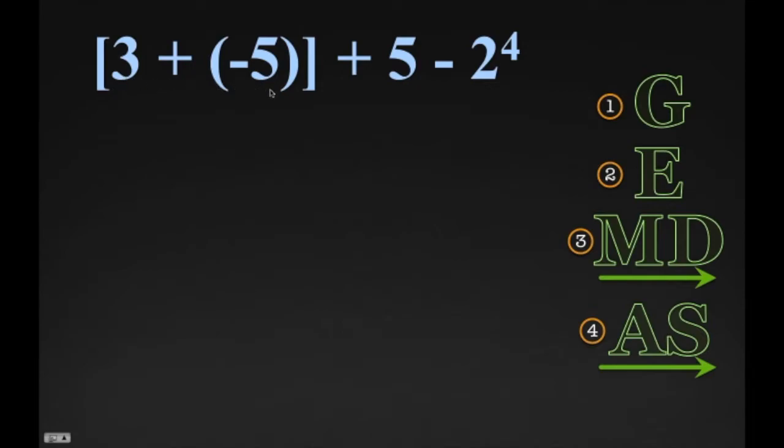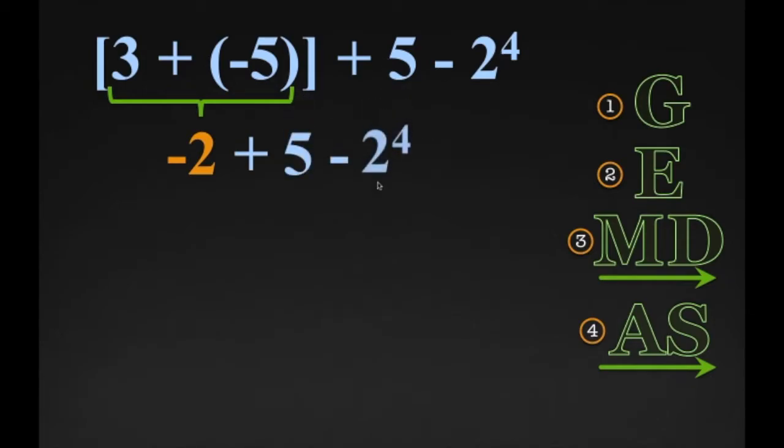What's 3 plus negative 5? That's going to be negative 2. And after I've done work, I like to bring down any of the things that we haven't used yet. So I'm going to bring down my plus sign, because I haven't used it yet, the 5, the minus symbol, and the 2 to the 4th power.